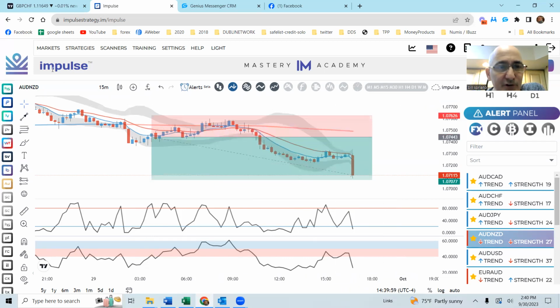Okay, so this is how you use the impulse scanner to take trades using the 4 color-coded indicators.